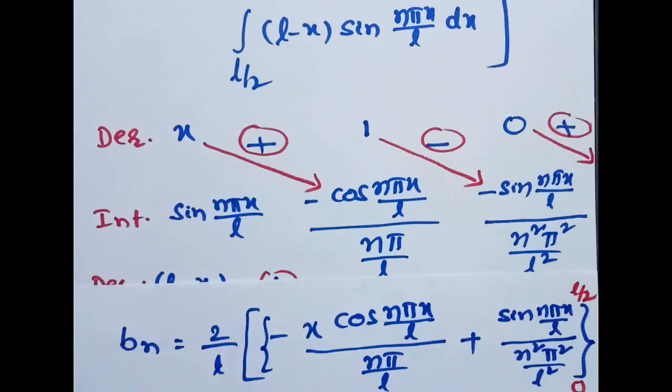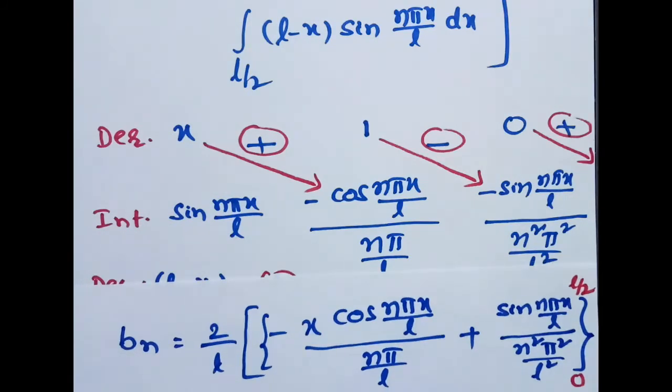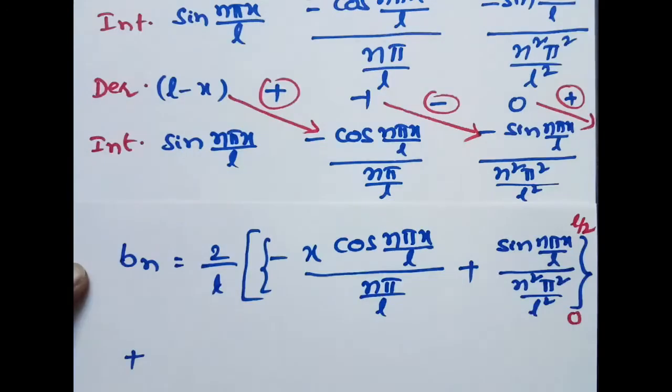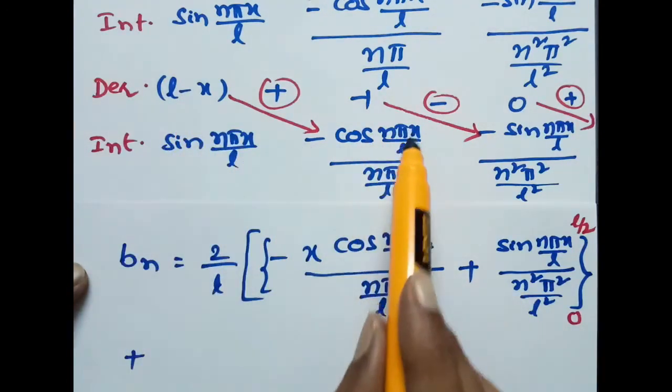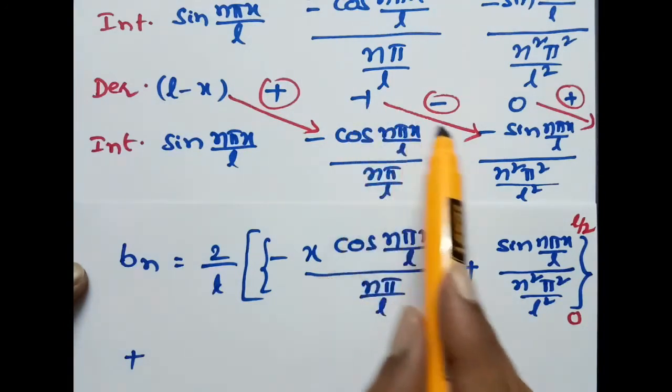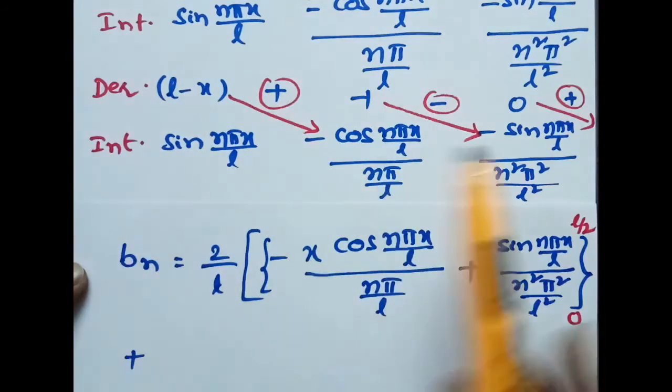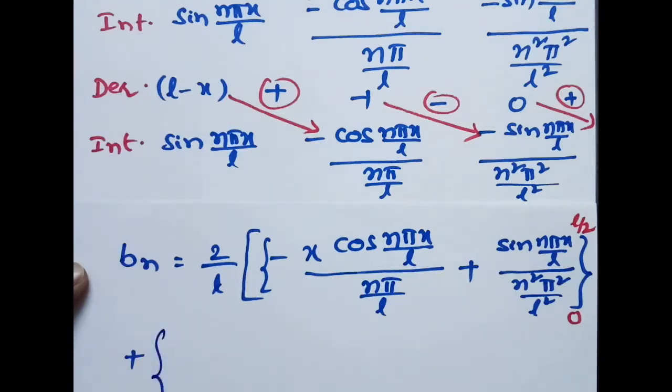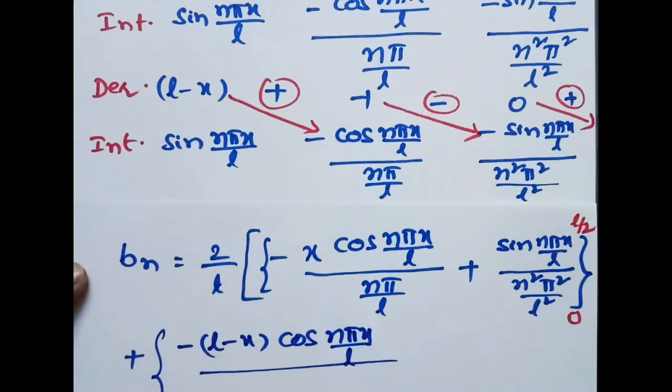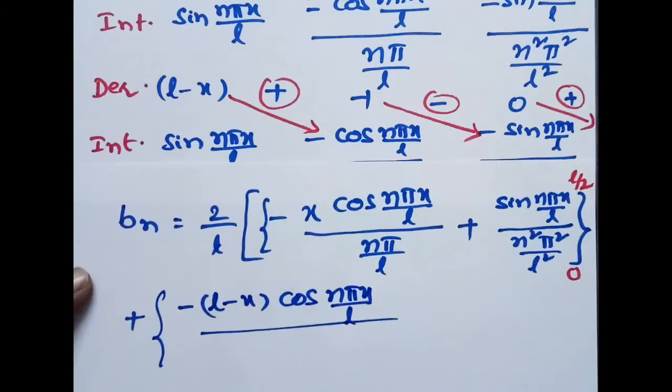Plus minus (L minus x) into cos(n pi x by L) by (n pi by L), minus into minus into minus, minus sin(n pi x by L) by (n square pi square by L square), minus (L minus x) into cos of (n pi x by L) by (n pi by L).